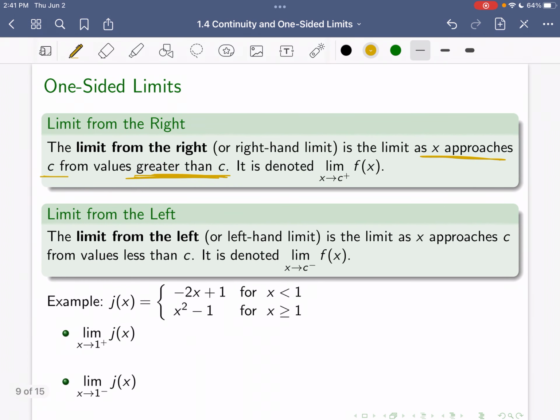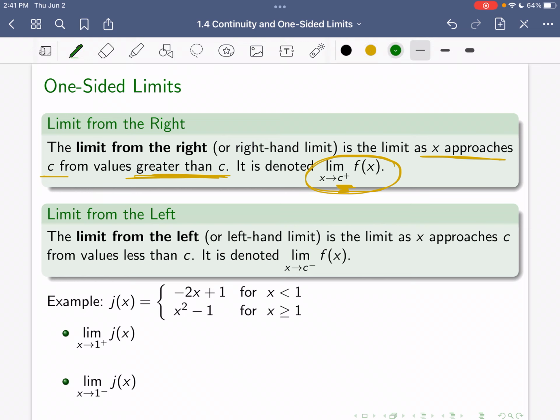We have our normal limit notation, except with our number c, we are going to put a plus as a superscript. So the idea is our x value is approaching c from values that are c plus a little bit more. We're coming from the right-hand side.